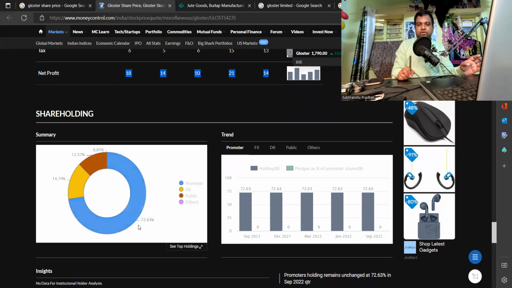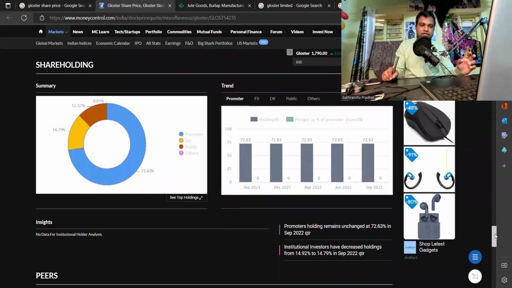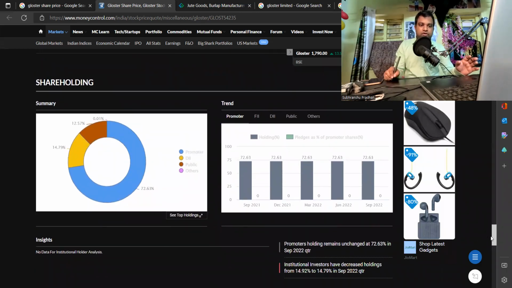72% promoters are holding. I have told you many times that if promoter holding is more than 50%, then it's good, because the promoters have trust in the company. That's why they are not selling their stake. And FII, DII are also holding.